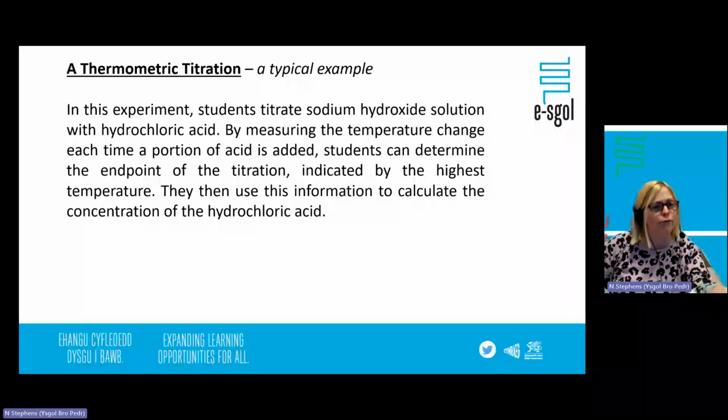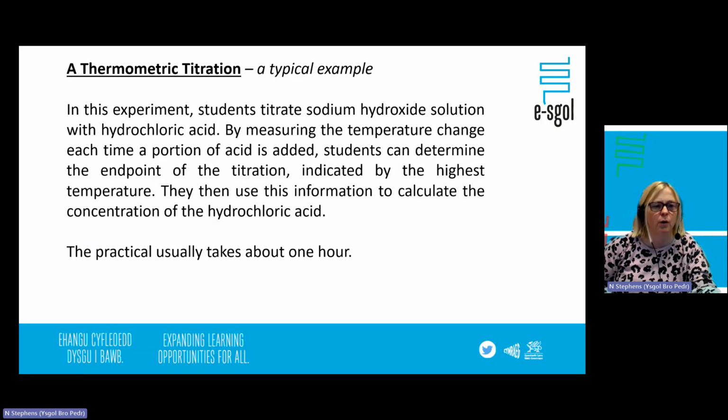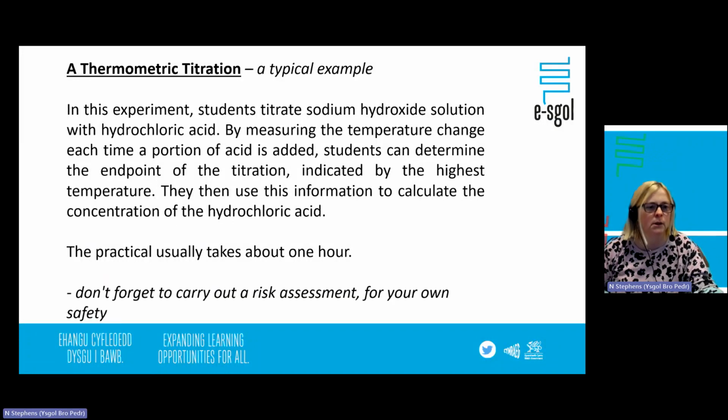You then use that information to calculate the concentration of the hydrochloric acid. So make sure you are confident about exactly what steps you need to carry out on that day, and then most importantly, how you would use that data that you acquire in order to achieve the end goal. Okay. So it usually takes about an hour to carry out a standard thermometric titration in the required fashion. And don't forget that you should be carrying out a risk assessment for your own safety on that day as well.